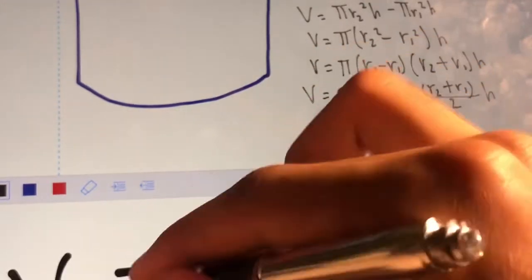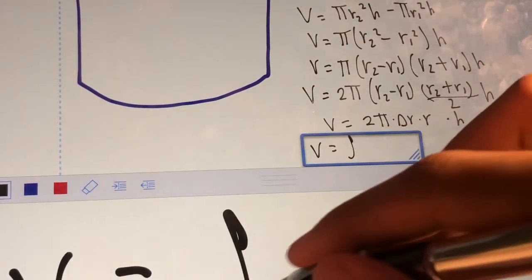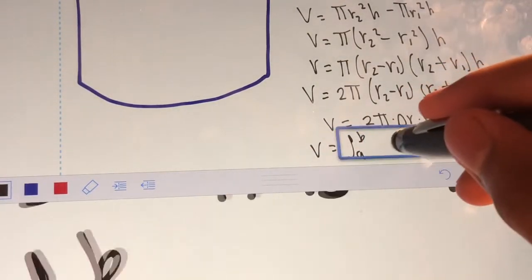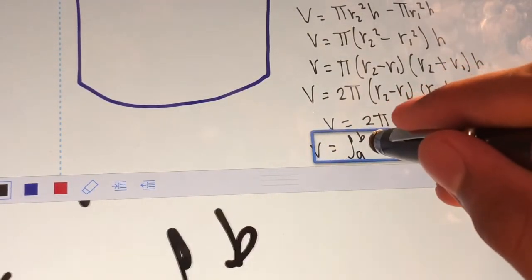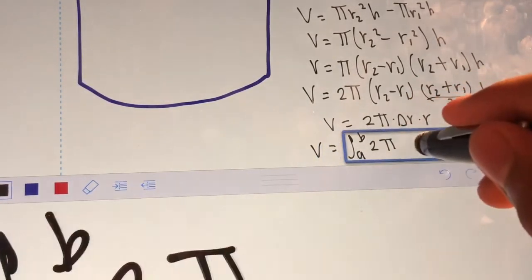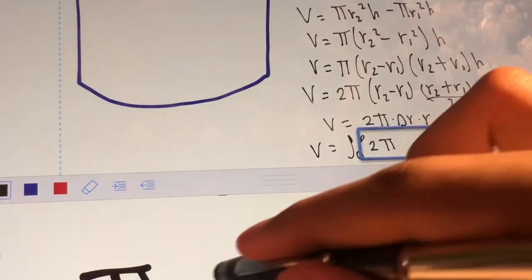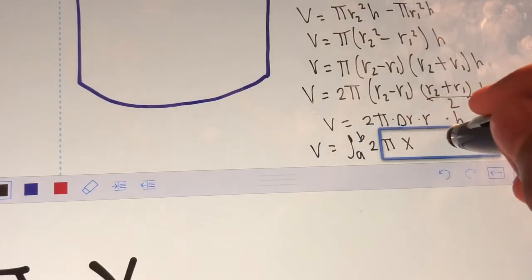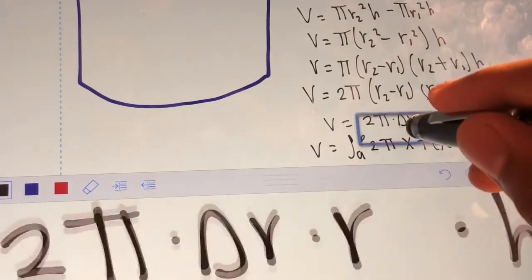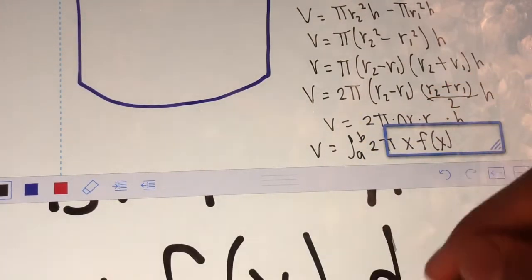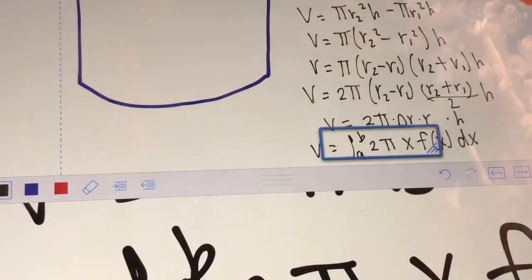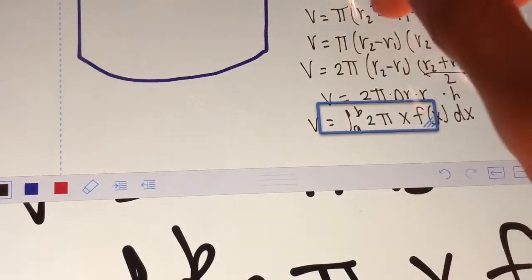So if you want to find the volume of all the shells, infinitely small shells in the interval, volume equals the integral from a to b of 2 pi, and then r is the same thing as x, that's the width, and height is the function, that's f of x, and then delta r is dx, that's the thickness of each small cylindrical shell. So there you have it.